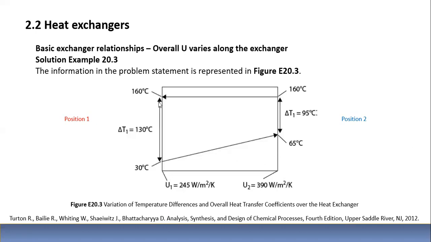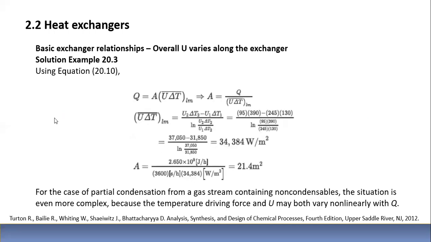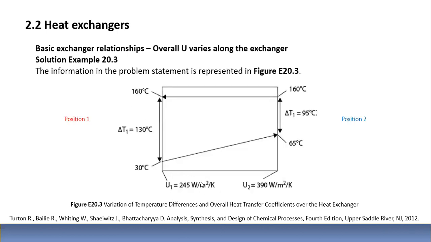Muy bien, estamos aquí. 245 en una posición, 390 y el diferencial de temperatura. Using equation 2010, Q, since we have this U is 245 and this U2 is 390, we have a difference in U. It appears to be linear.